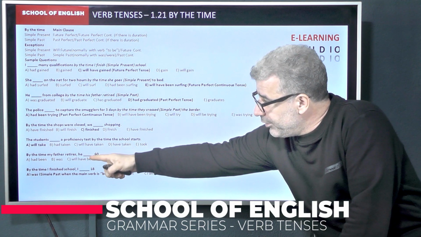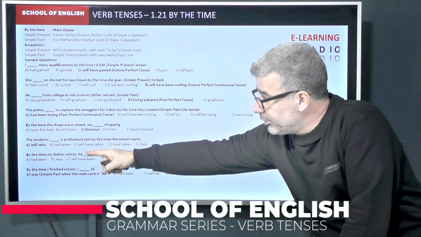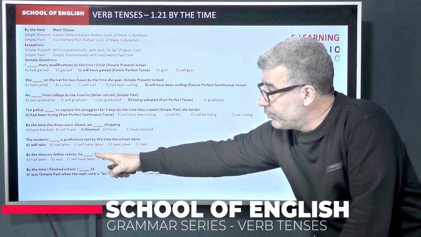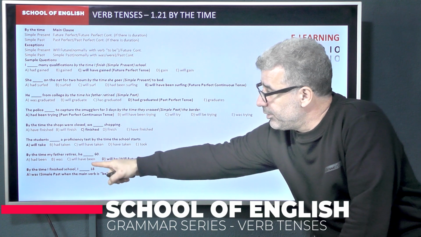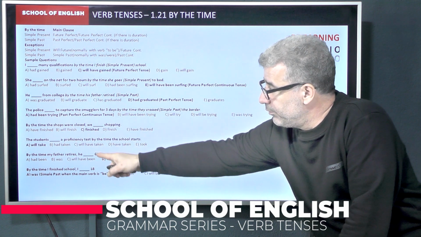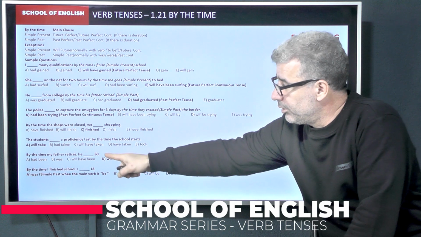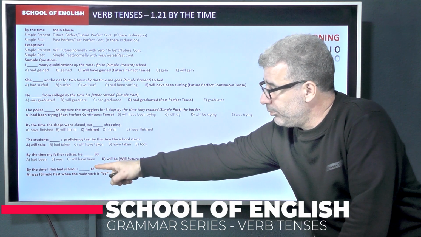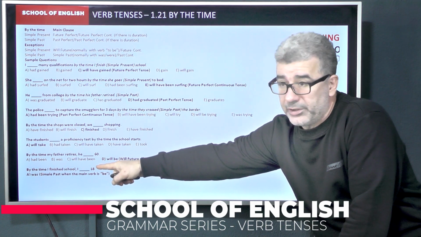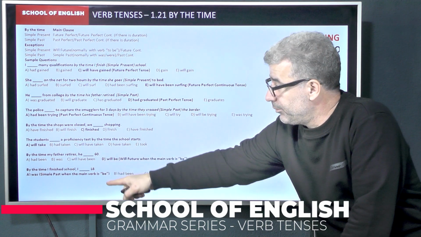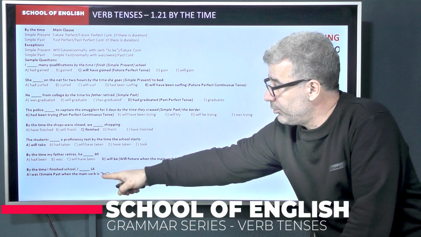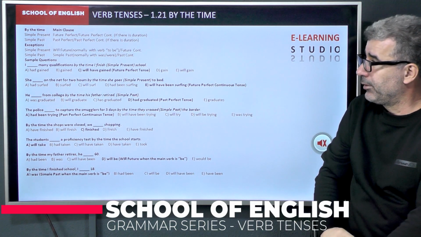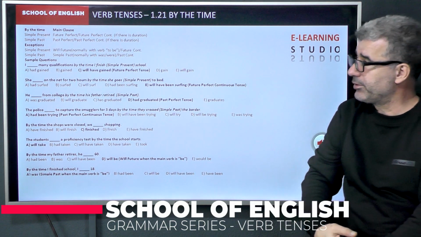By the time my father retires, in this case we normally use future perfect tense. But as the main verb is "be" here, we should choose "will be." He will be 60. By the time I finish school, normally we use past perfect tense here. But as the main verb is "be," we use "was." I was 18. You see that? Okay. Now let's have a look at the other examples.